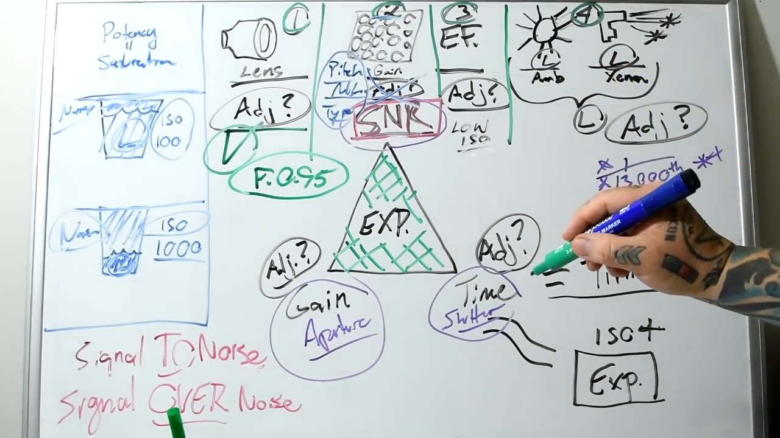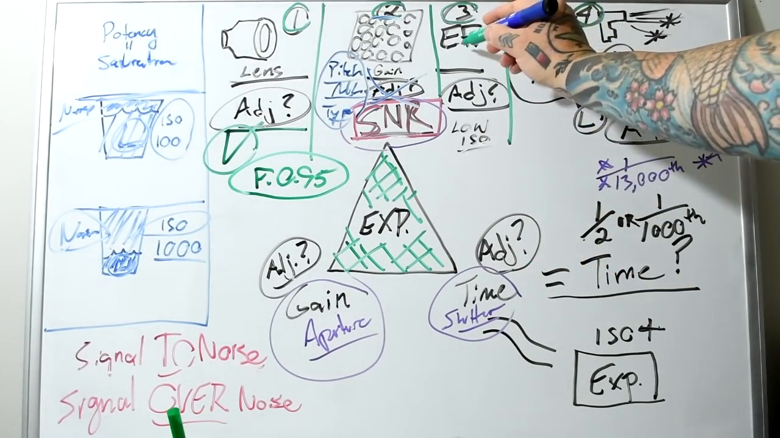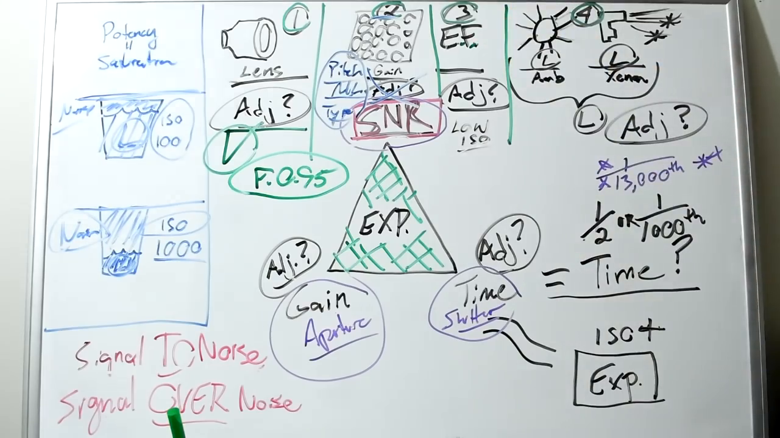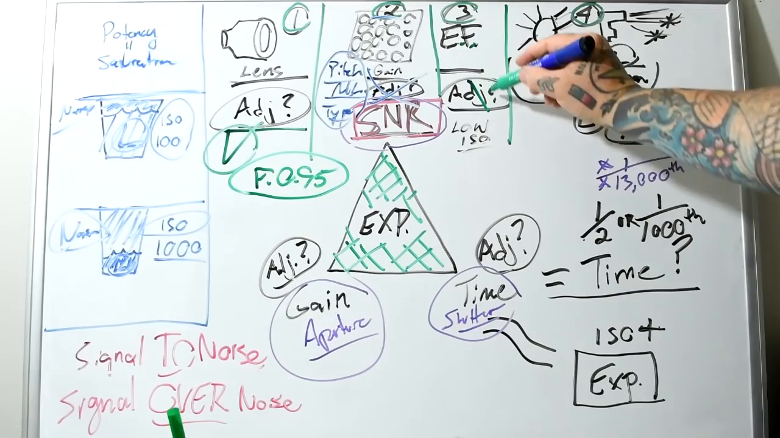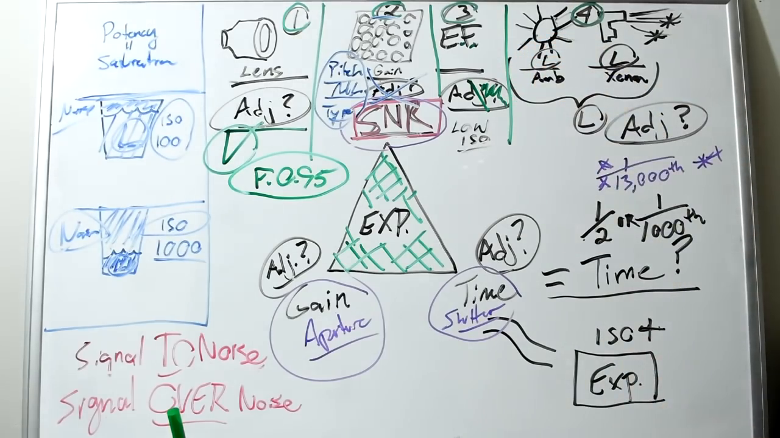So is efficiency, that's what EF is for here since I ran out of space, adjustable? Only partially. Only a little bit. And adjusting the ISO doesn't adjust efficiency. What that does is give you better sensor saturation.